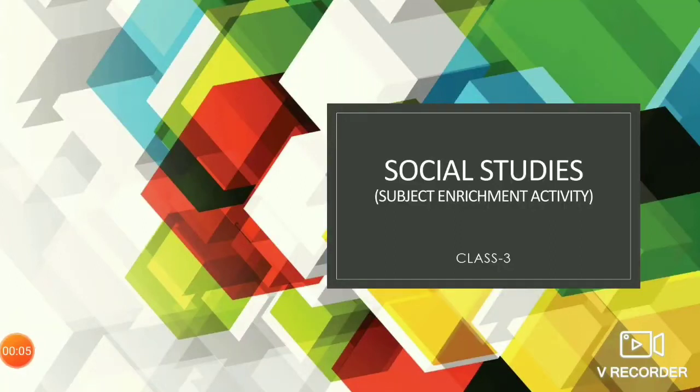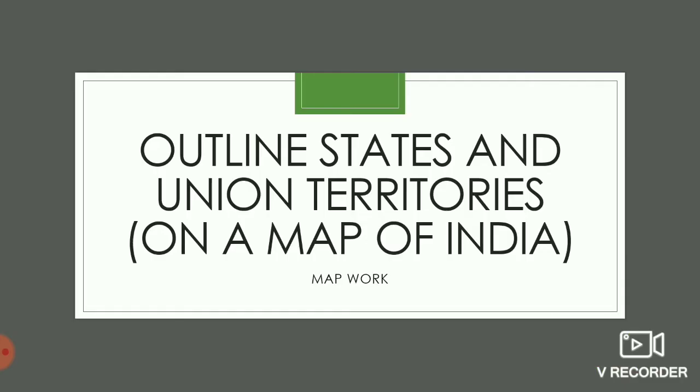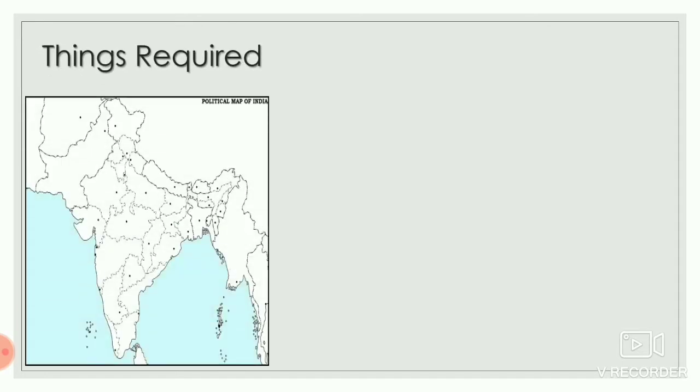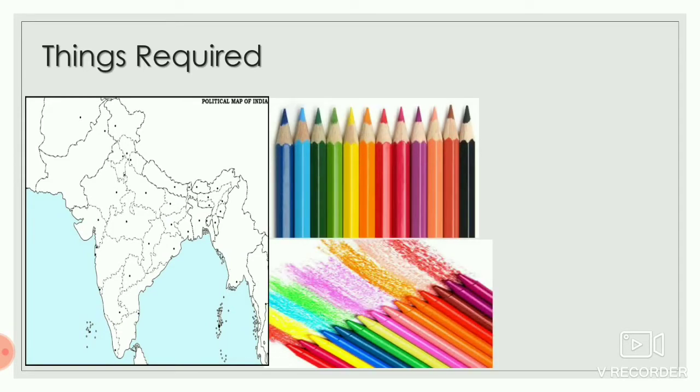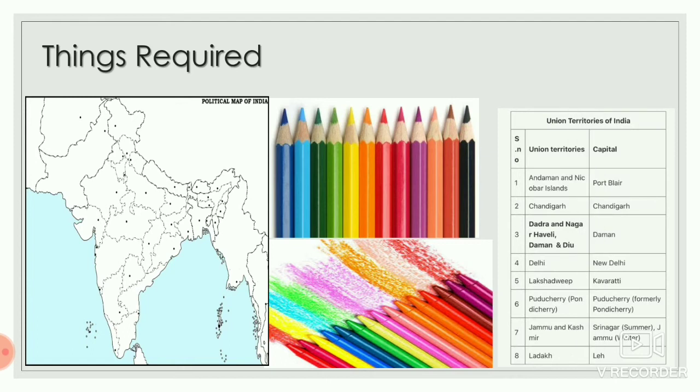Hello everyone. Today we will do subject enrichment activity for class 3 social studies. This activity is based on map work. In this activity, we have to outline states and union territories on a map of India. To perform this activity, we need a political map of India, pencil colors or crayons, and an updated list of states and union territories of India.